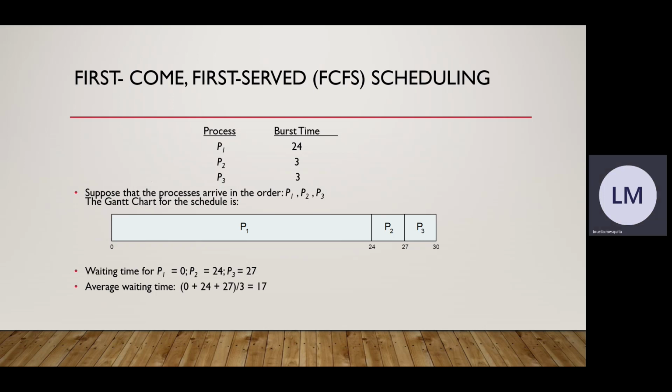So first in FCFS, P1 is going to be scheduled from time 0 to 24. Next, P2 from time 24 to 27, followed by P3 from time 27 to 30. This is shown in the Gantt chart on the screen.